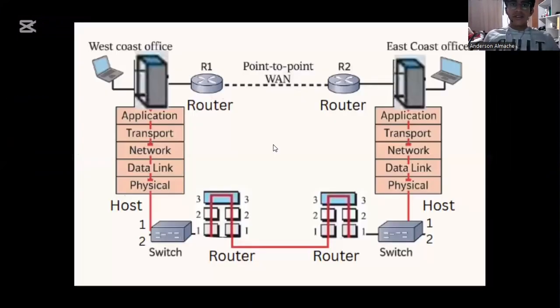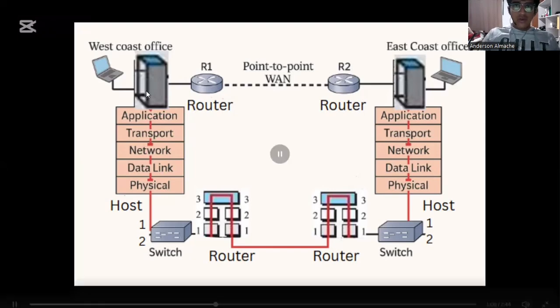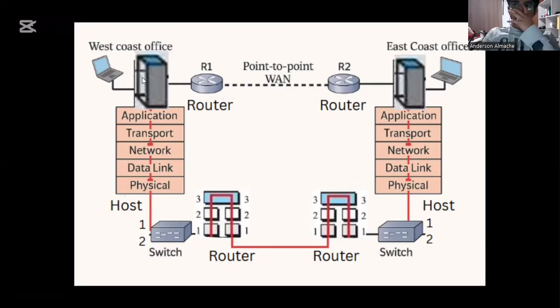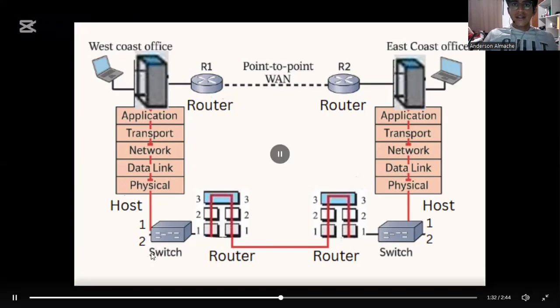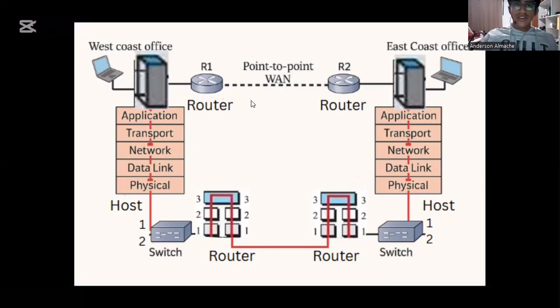Okay, first let's look at the setup. We have two offices, one on the west coast and one on the east coast. Each office has a computer or host connected to a local area network, LAN, using a switch. These LANs are connected through a wider network, WAN, using two routers, R1 and router R2.